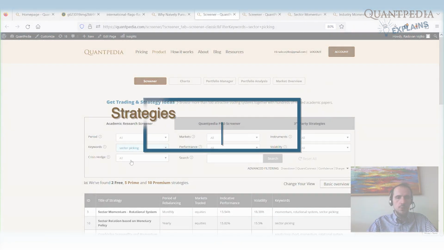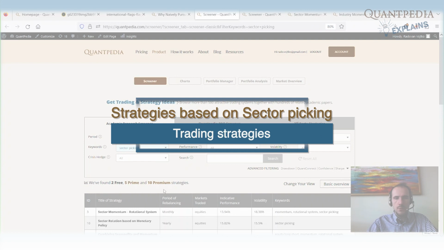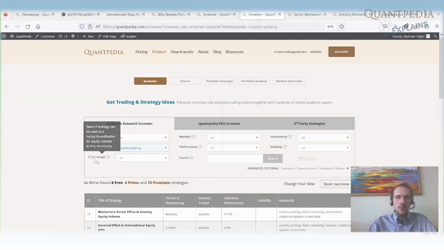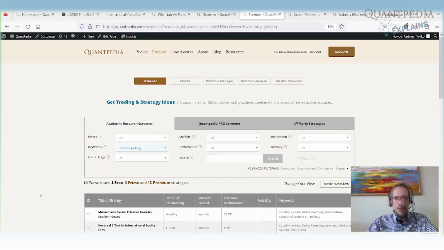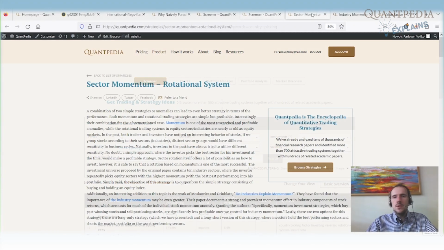Firstly, there are a lot of sector picking strategies. We have about 20 of them in our database. It is possible to build a sophisticated model. It also works for country picking, so we have over 20 country picking strategies in our database. And once again, it is possible to build quite a sophisticated trading strategy for country picking. What are the simple ones that are working?